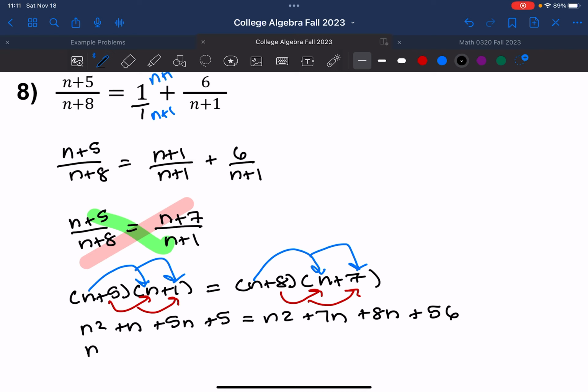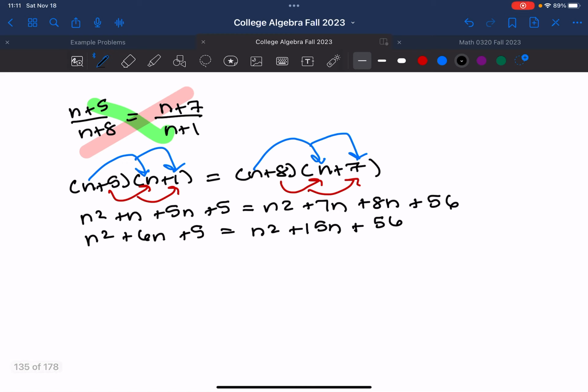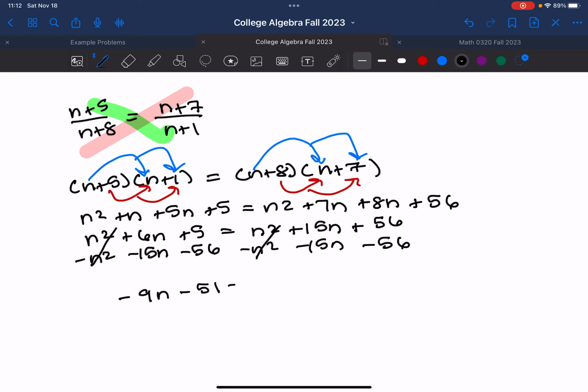Combining like terms, I have n squared plus 6n plus 5 is equal to n squared plus 15n plus 56. Okay. Even though we have two quadratics, we want them still equal to 0. So I'm going to move the quadratic that's on the right side over to the left. So I'm going to subtract n squared. Notice those cancel. I'm going to subtract 15n, and then I'm going to subtract 56. Okay, so that means I'm left with negative 9n minus 51 equals 0.